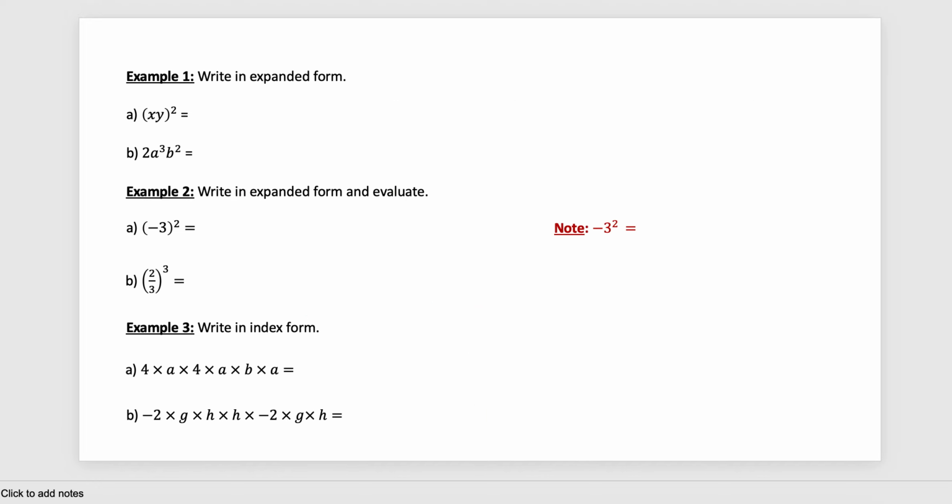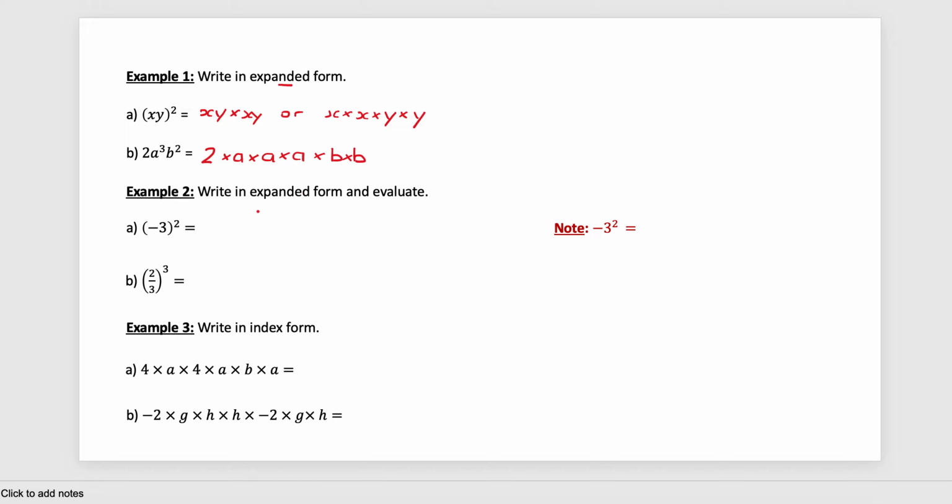Now let's have a look at some examples. Write in expanded form. In part A, we've got xy, all in brackets, to the power of 2. That means that both x and y need to be multiplied by themselves. So we can either write xy times xy, or we can even write it as x times x times y times y. Here we've got 2a to the power of 3, b to the power of 2. That means we've got 2 times a multiplied 3 times and b multiplied 2 times.